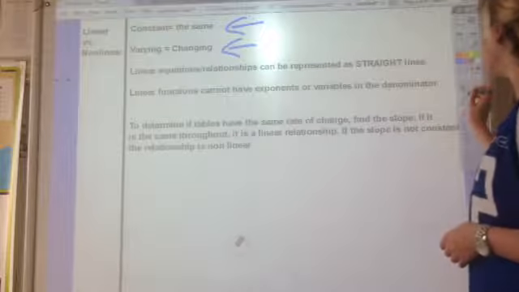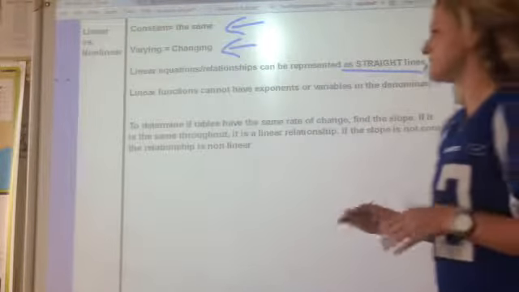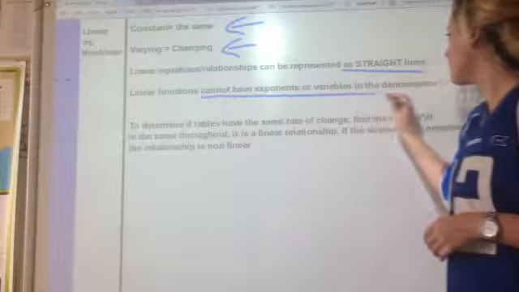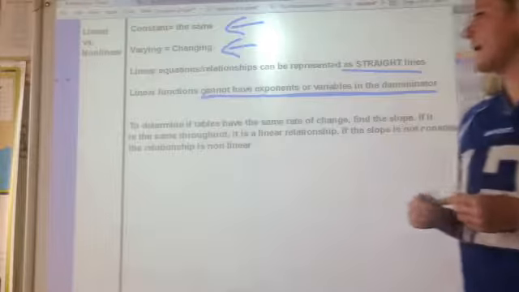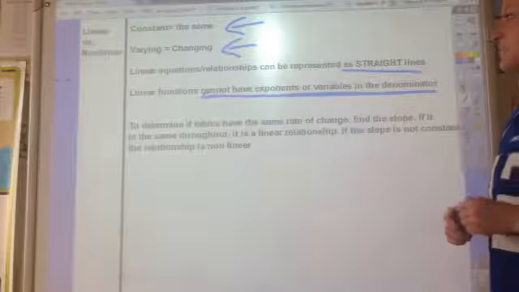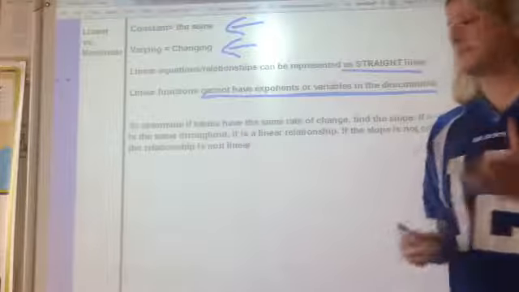So linear equations can be represented as straight lines. Linear functions cannot have exponents or variables in the denominator, and we talked about this yesterday. So that's what we're going to be working with again today, is figuring out are these equations linear or nonlinear, and then working with tables.